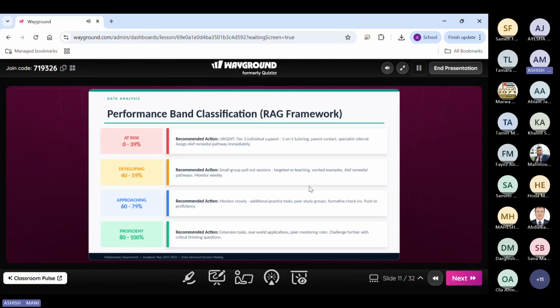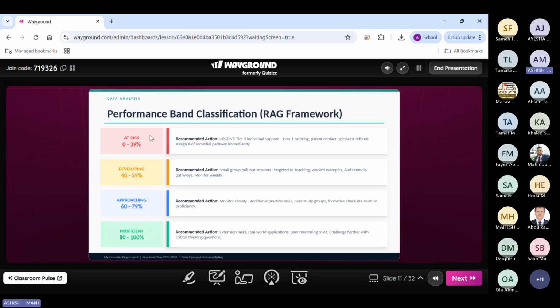Now, this is the method that I thought will be helpful for the teachers who will use this data analysis method, and this is called the RAG framework. This slide shows how we classify students. Red is for the students who need urgent support. Amber is for the students who are in a developing stage, and green is for the proficient. Here you can see blue and green, you can combine them in proficient. And each level has a clear action.